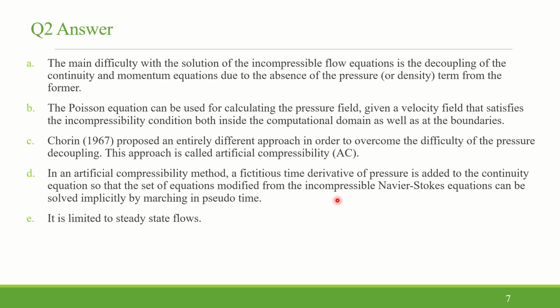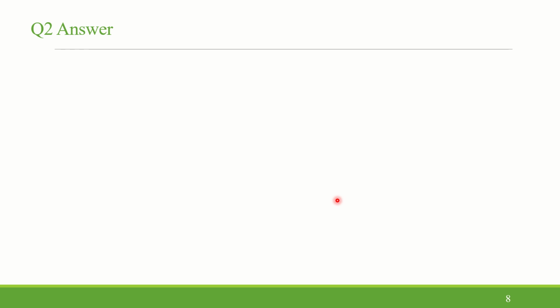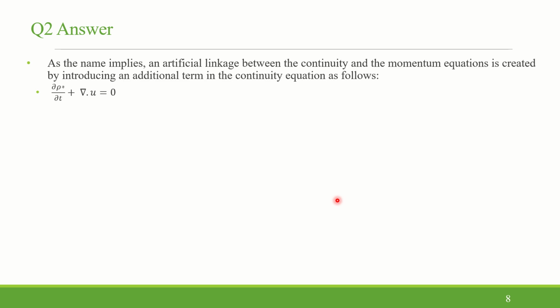So mostly this artificial compressibility method is limited to steady flow systems, and it can be used for three-dimensional space as well. So it is not an issue. So how it is being used is that, as I mentioned, del dot u is the incompressible continuity equation. As the name artificial compressibility implies, an artificial linkage between the continuity and the momentum equations is created by introducing an additional term in the continuity equation as follows.